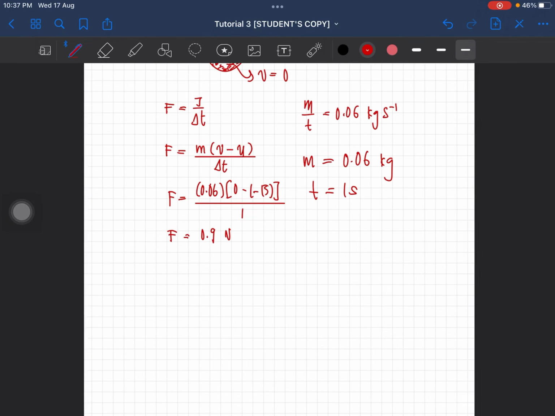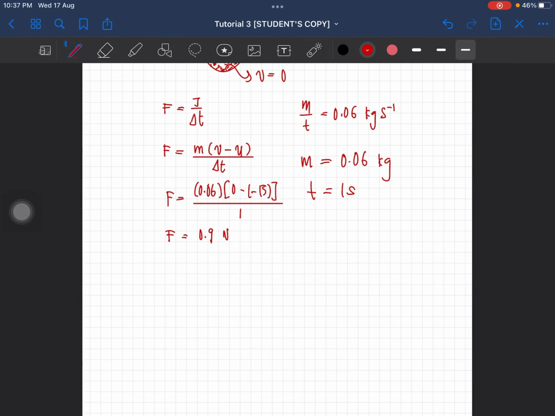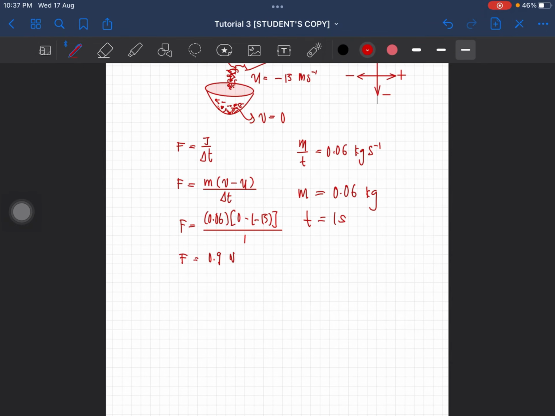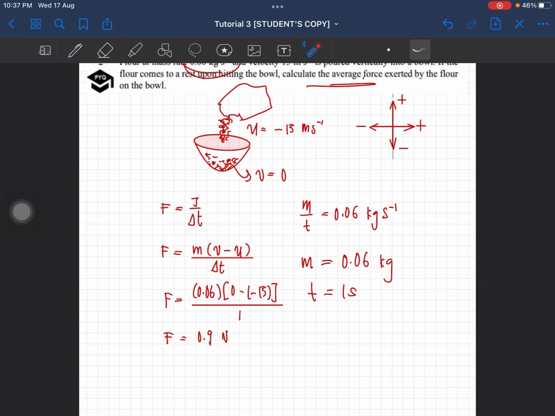Okay, so this is the average force acting by the bowl on the flour. Okay, so now between the bowl and the flour. Now the question asks for the force by the flour on the bowl, meaning how much force is exerted by the flour on the bowl. What we calculated just now is the force by the bowl on the flour.